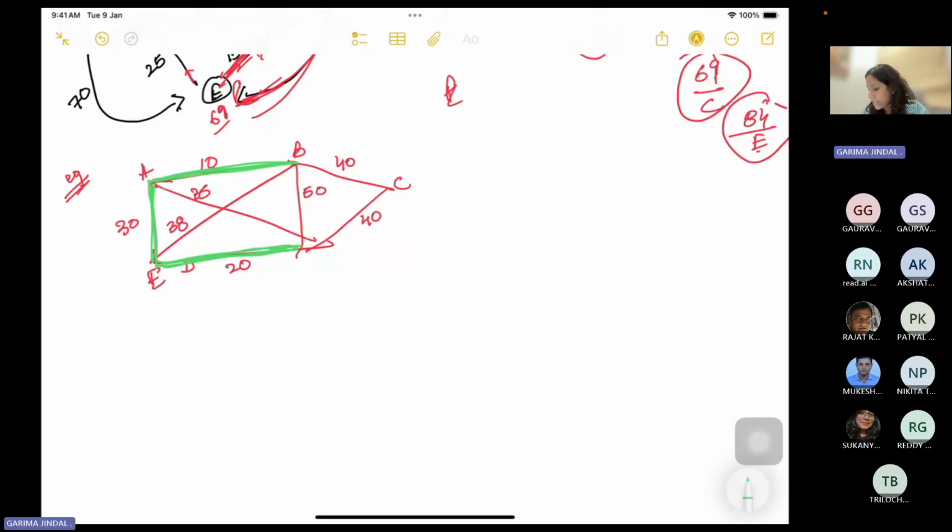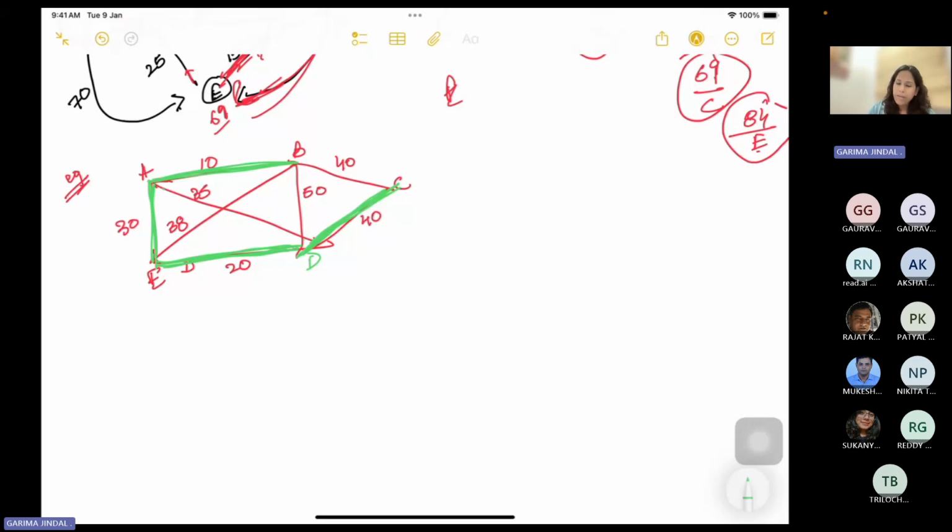The next smallest edge is BC or CD. So we can add either of these two edges. Maybe I add this edge. So this becomes the spanning tree. Ma'am, EB is there, right? E to B, yeah, that is also a cycle, right? So because it is forming a cycle, we will not add this edge. So this becomes the spanning tree.